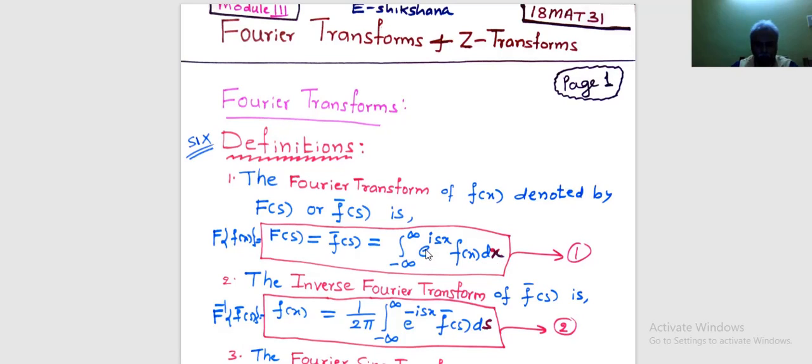So to get the inverse Fourier transform, whatever the s function we get, or f bar s, this function we multiply by e raised to minus isx, with 1 by 2 pi outside, and integrate from minus to plus infinity. In the direct Fourier transform we integrate with respect to x, and in the inverse Fourier transform we integrate with respect to s.